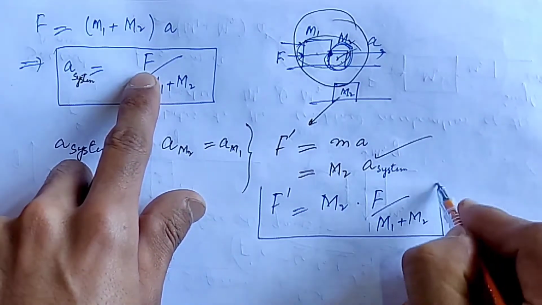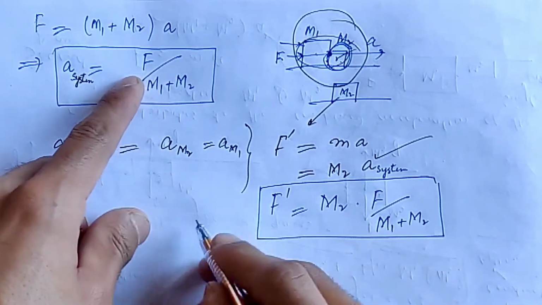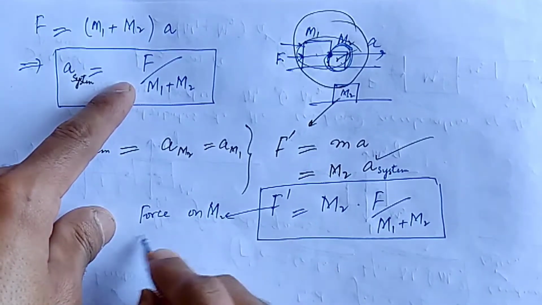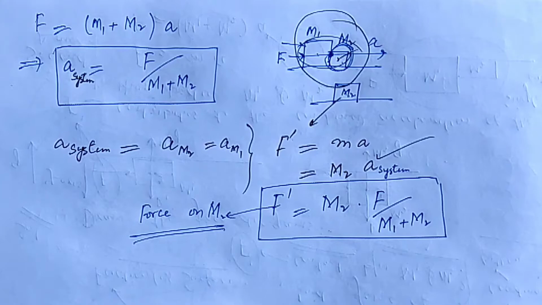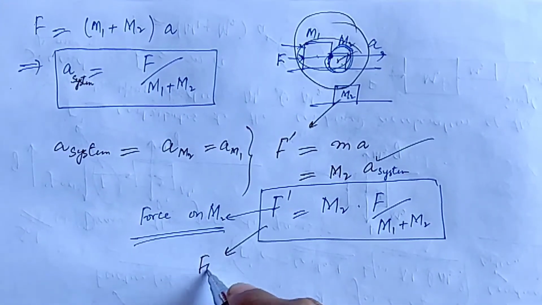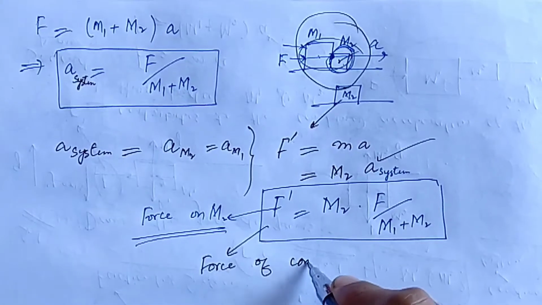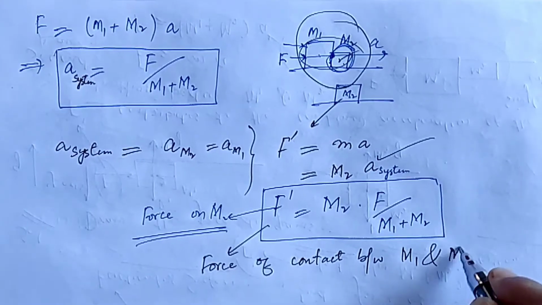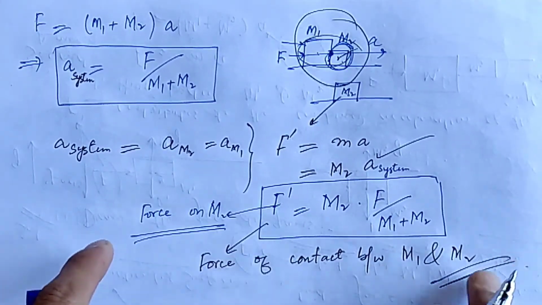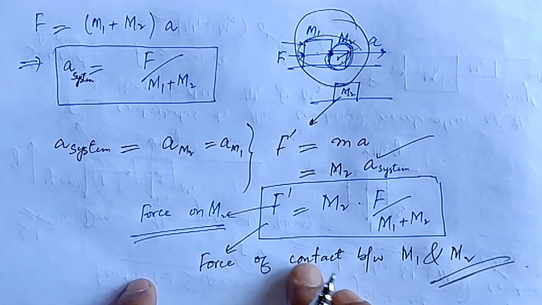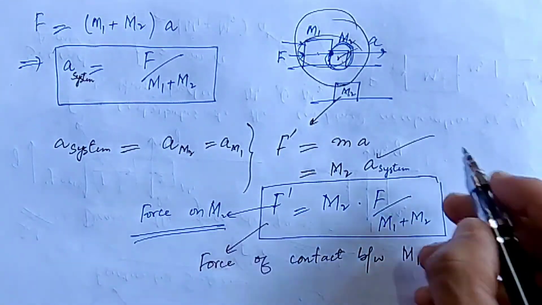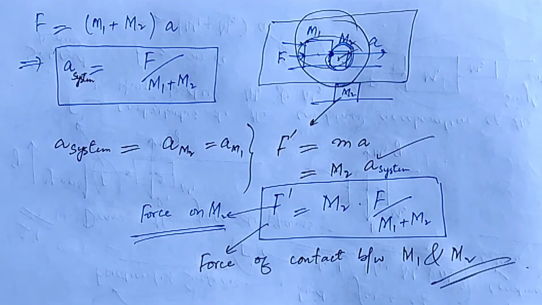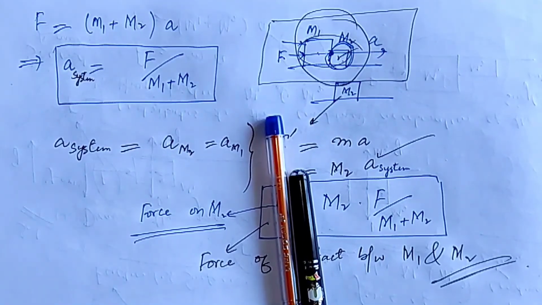So this will be the force exerted on body m2, and that is the force of contact between m1 and m2. So we have calculated the force of contact between these two bodies from the second law of motion, which are given in the problem set. Hope you have got that. We'll try to solve another one in the next.